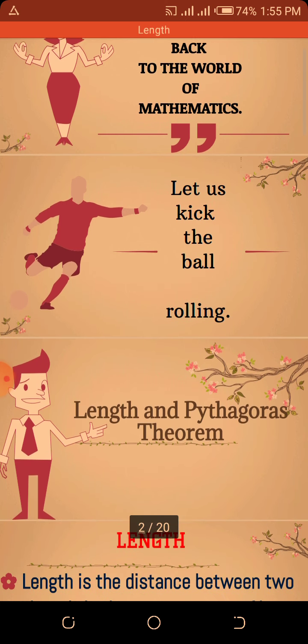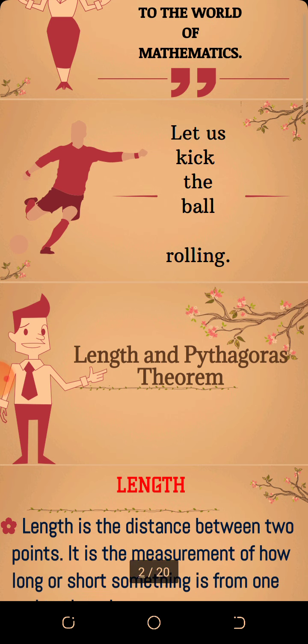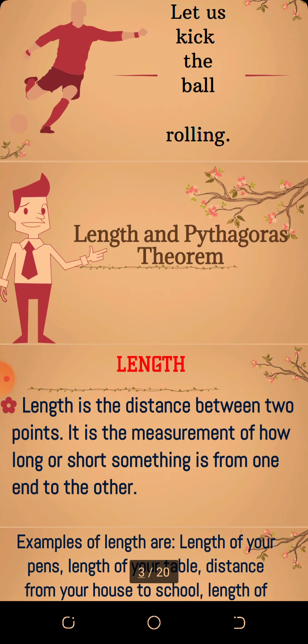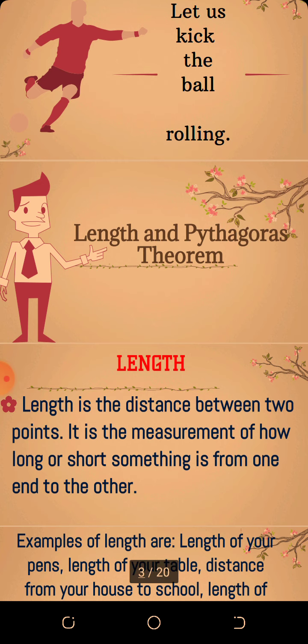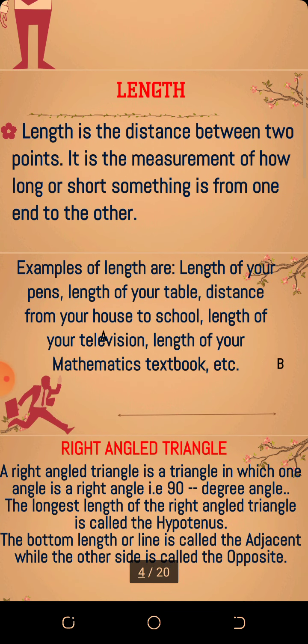Without beating about the bush, let us go straight to the business. Our topic today is length and Pythagoras Theorem. Length is the distance between 2 points. It is also the measurement that indicates how long or short an object is from one point to the other. Examples of length are the length of your pens, length of your table, the distance from your house to school, the length of your television, the length of your mathematics textbook, and so on.